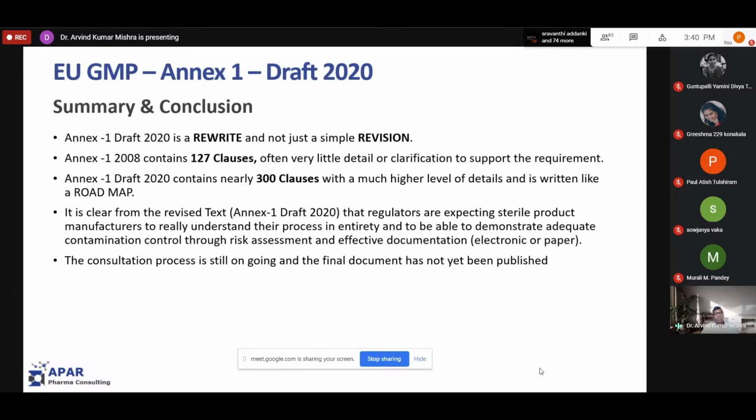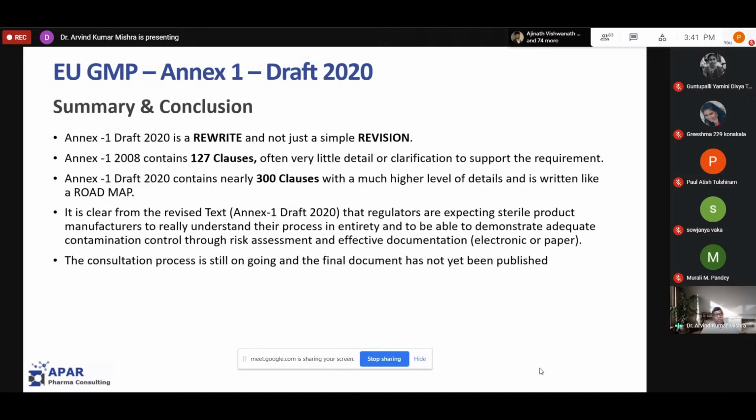And in many sections, you can find a roadmap of how you can implement and how you can make robust SOPs. So it is very clear that in the Annexure 1 draft, regulators are expecting manufacturers to really understand their process in entirety, and then demonstrate that they have adequate contamination control in place, a risk mitigation plan, and effective documentation, whether electronic or paper, to demonstrate that everything is under control.